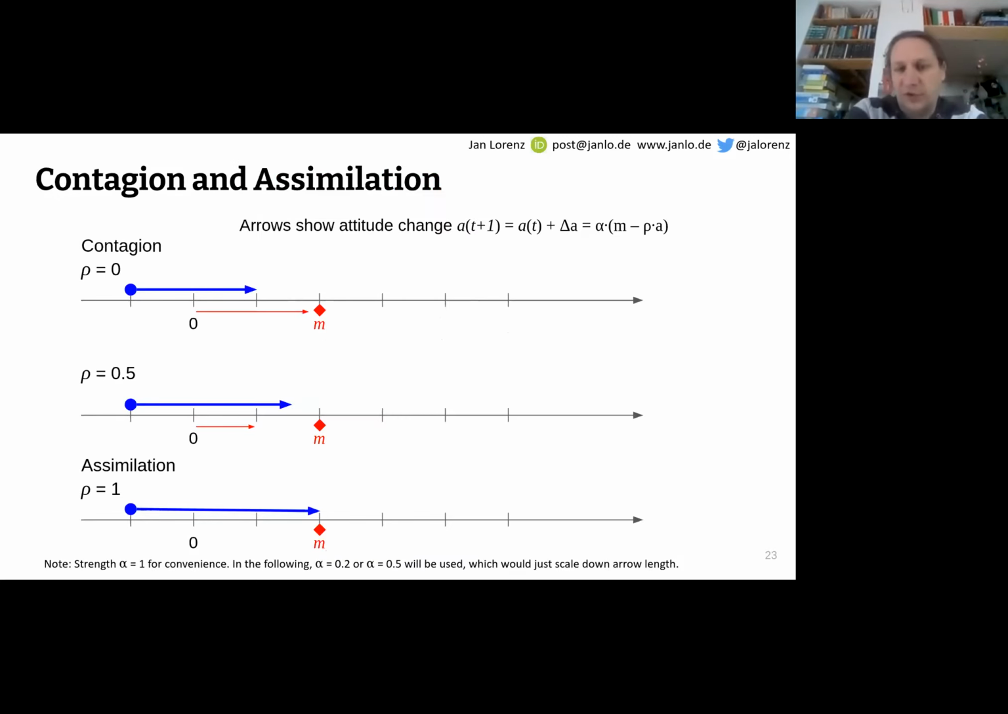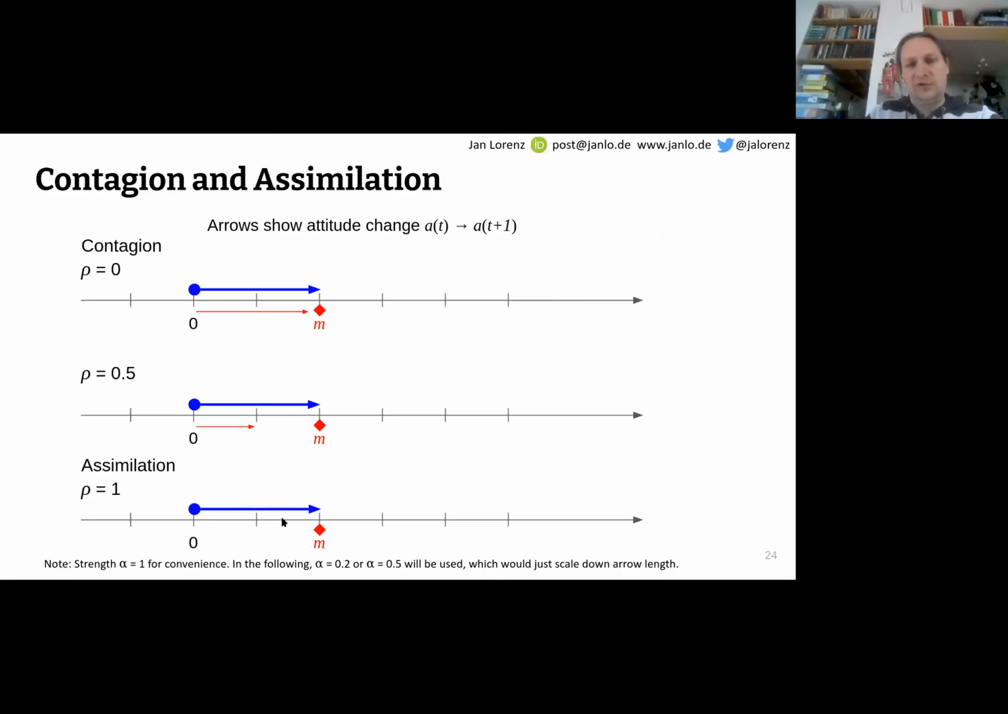And this is just one example to once again show you the difference between contagion and assimilation. So this is the attitude of a person, and this is the change when this message is broadcasted. So this is contagion. There is the message plus two, for example, and this is what's happening with contagion. This is what's happening with a mix between contagion and assimilation, and this is happening with assimilation. And if you see now when the opinion changes, with contagion basically nothing changes. It's always these plus two, but with assimilation, you are moving always towards M.